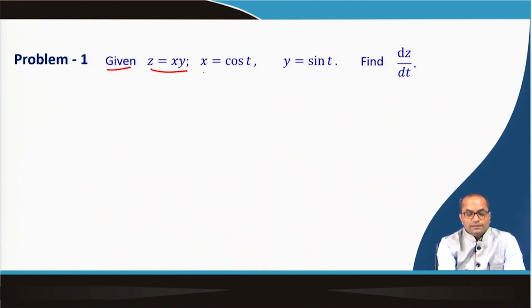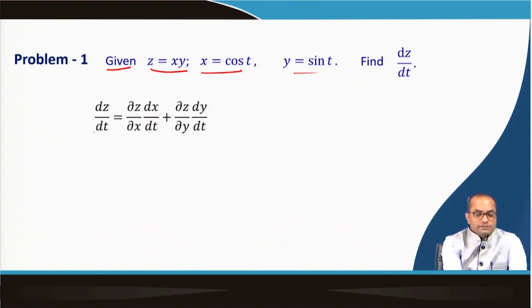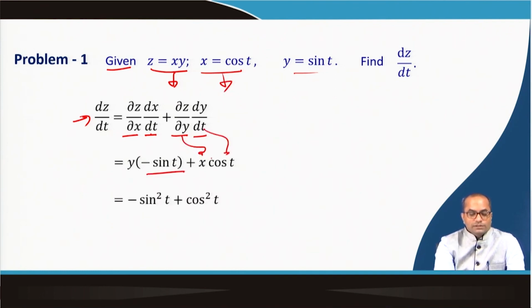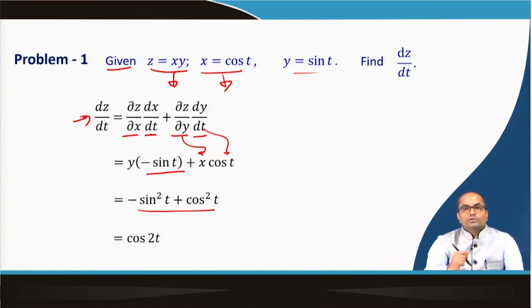z is equal to x y, and x is cos t, y is sin t, and we need to find dz over dt. So, z is a function of x and y, x is a function of t and y is a function of t, the first case we had just discussed. So, dz over dt will be del z over del x times dx over dt, plus del z over del y times dy over dt. Each of them we can compute. del z over del x will be just y and dx over dt will be minus sin t, then you have here x and then here you have cos t. So, as a result you have minus sin square t plus cos square t, that is cos 2t.